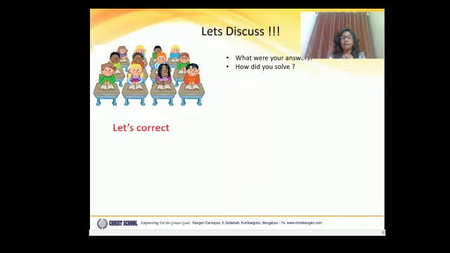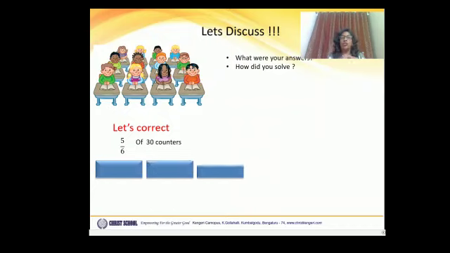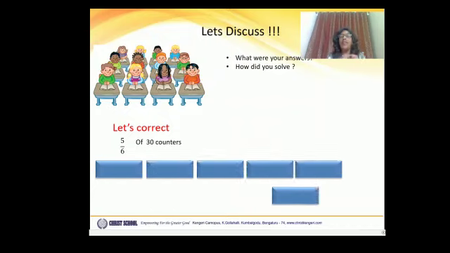Let's correct. The fraction is 5 by 6 of 30 counters. So we have to make 6 equal groups. 1, 2, 3, 4, 5, 6. We have 30 counters. So equally distribute 30 counters among the 6 groups. So starting with 1, I'm giving everybody one. Then I'm adding one more. Finally, all the 30 counters are equally distributed among the 6 groups.